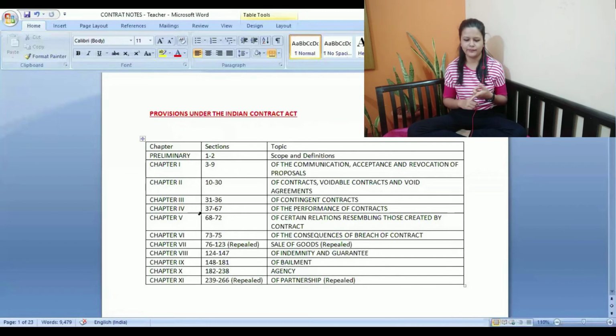Next is relating to bailment, sections 148 to 181. It is relating to contract of bailment. Who all would be the parties to a contract of bailment? What would be their powers, responsibilities, duties, and all of that. Next is contract of agency, sections 182 to 238. And the last part of the Indian Contract Act was sections 239 to 266. That part has also been repealed. That was relating to partnership. Now we have a separate legislation that deals with contract of partnership.